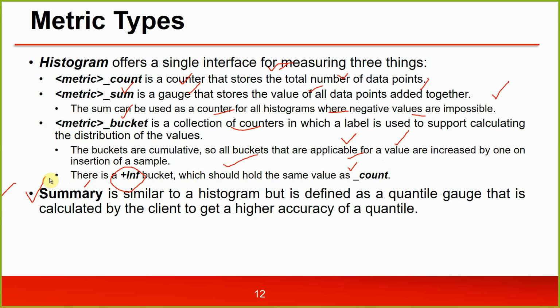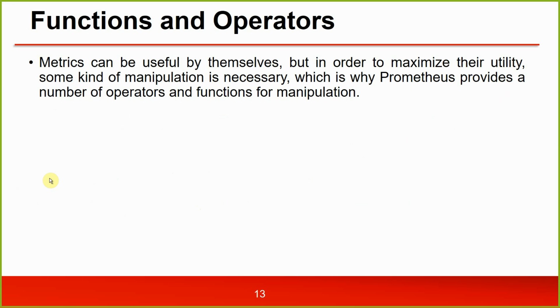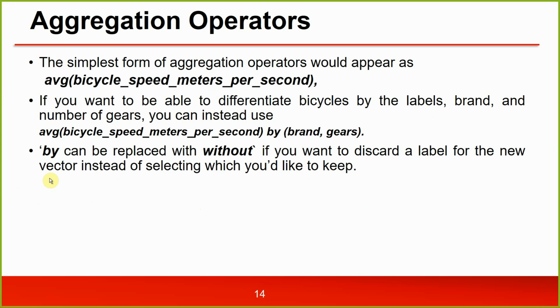Summary is another type, similar to a histogram, but is defined as the quantile gauge that is calculated by the client to get a higher accuracy of quantile. Functions and operations. Metrics can be useful by themselves, but in order to maximize their utility, some kind of manipulation is necessary, which is why Prometheus provides a number of operators and functions for manipulation of these metrics. Let's look at some of the functions.